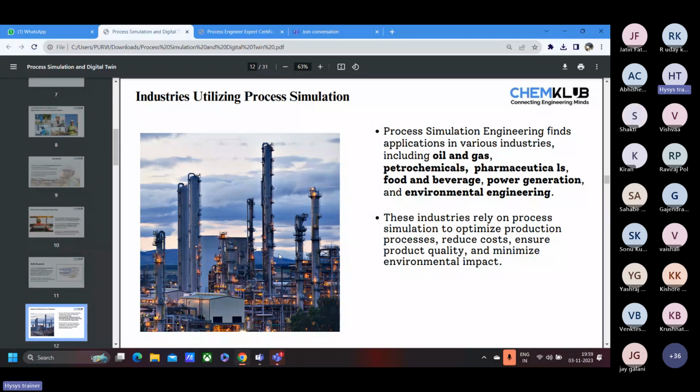These industries rely on this to optimize their production processes, reduce cost, ensure product quality, and minimize their environmental impact. The last one, minimizing environmental impact, is the hot topic right now, and every industry is onto how they can minimize their environmental impact along with product quality and performance improvement.